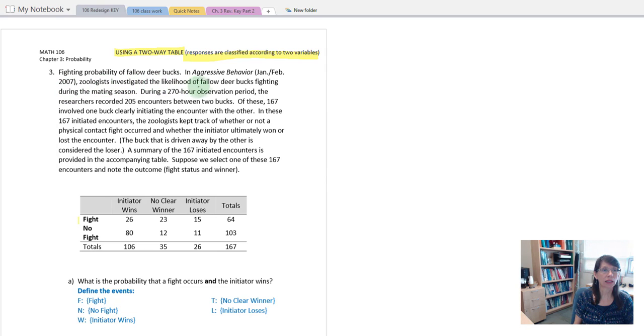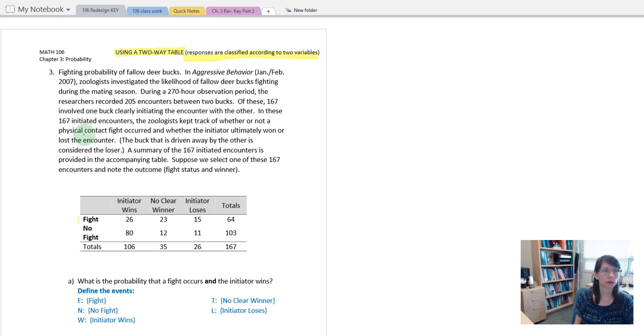Zoologists investigated the likelihood of fallow deer bucks fighting during the mating season. During a 270-hour observation period, the researchers recorded 205 encounters between two bucks. Of these, 167 involved one buck clearly initiating the encounter with the other. In these 167 initiated encounters, the zoologist kept track of whether or not a physical contact fight occurred and whether the initiator ultimately won or lost the encounter.